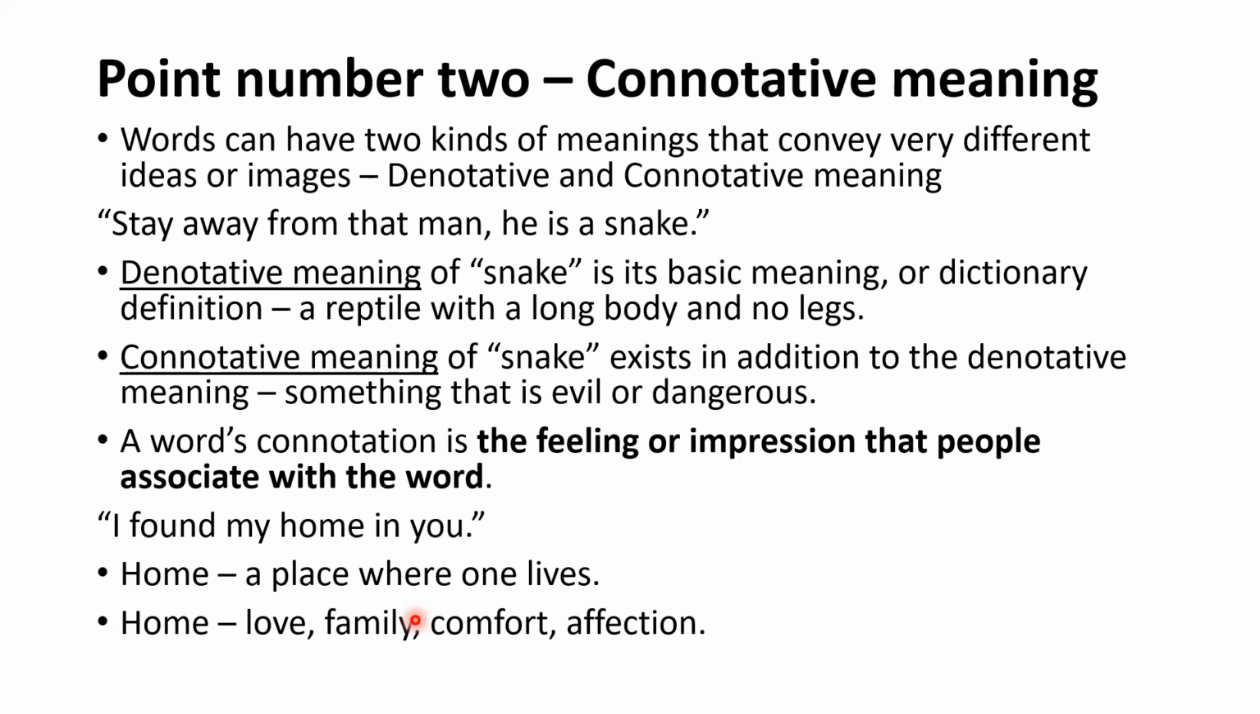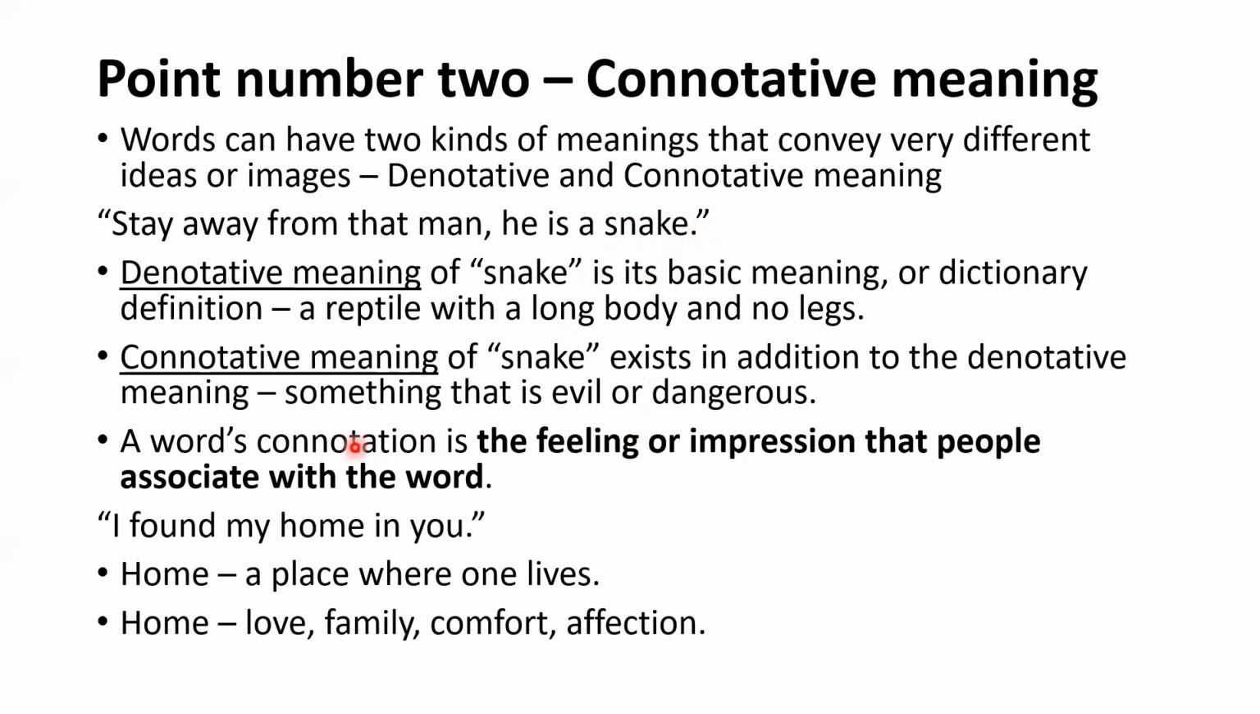So the snake here has a connotative meaning. So what is connotative meaning? Connotative meaning exists in addition to the denotative meaning, that is, beyond it. A snake obviously means a reptile, but beyond that you have some other meaning. And what is that meaning here? It is something that is evil or dangerous. So you have to stay away from that man. Why? Because he is evil, he is bad, or he's dangerous. He's like a snake.